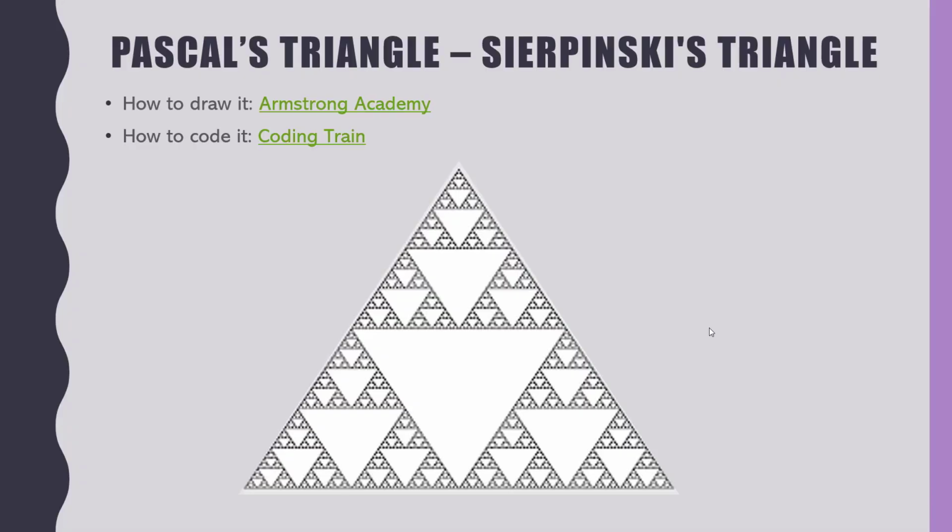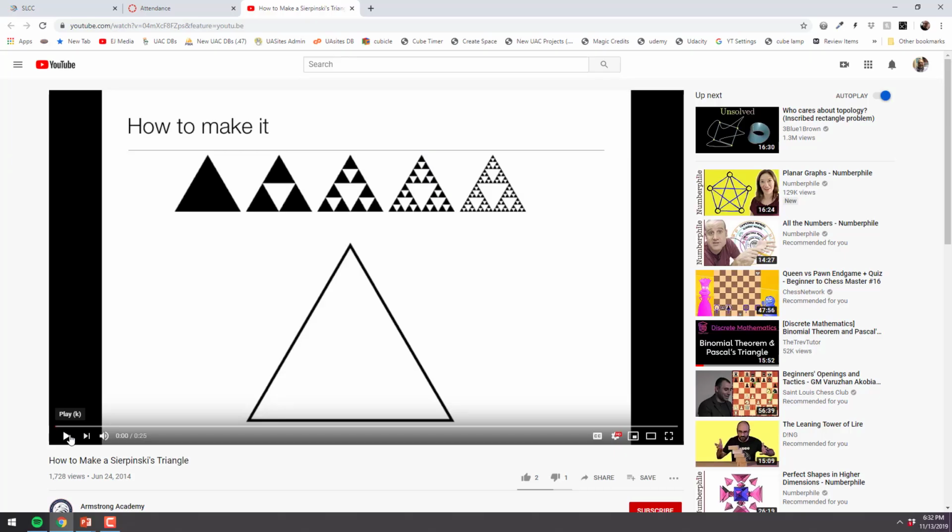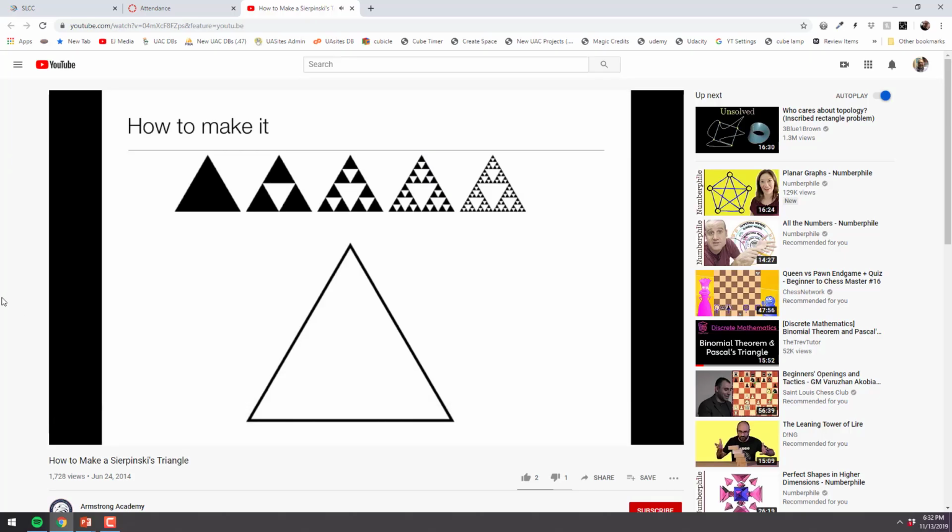Sierpinski's triangle, you guys familiar with this? This is super cool. These are links in the PowerPoint. So if we go here to this one, Armstrong Academy. To make a Sierpinski triangle, simply connect the midpoints of an equilateral triangle and then color in the upside down triangle in the middle. You can continue that pattern for each of the newly created triangles for as long as you like, or as long as you can keep fitting triangles in. The pattern goes on forever in both directions, thus making it a fractal.